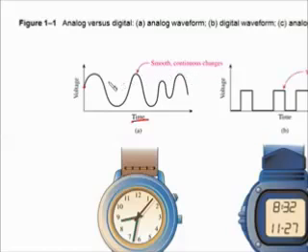This could represent the temperature during the day. Maybe it's 68 degrees at this point, and then maybe it gets up to 72 degrees, and then it drops off a little bit later in the day, and then it goes up, and then a cloud comes in, and so on. So temperature, as well as pressure and everything else that naturally occurs, is analog in nature.